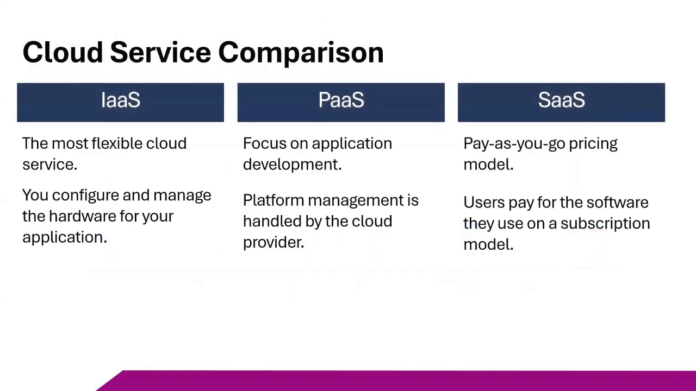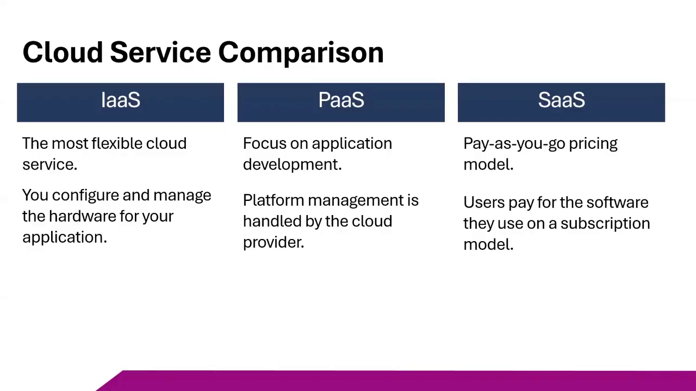So you can compare the three cloud service models: the infrastructure as a service, the platform as a service, and the software as a service, right? So for instance, infrastructure as a service is the most reliable cloud service, and it allows the user to configure and manage the hardware. So you can manage the CPU, you can manage the server itself. Platform as a service allows you to focus on application development, right?